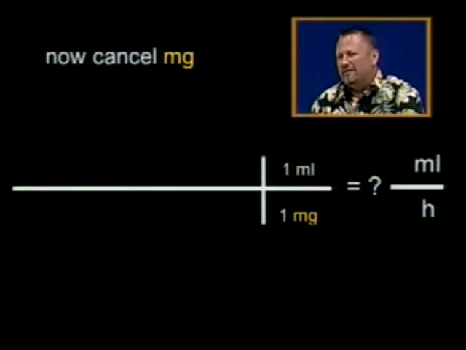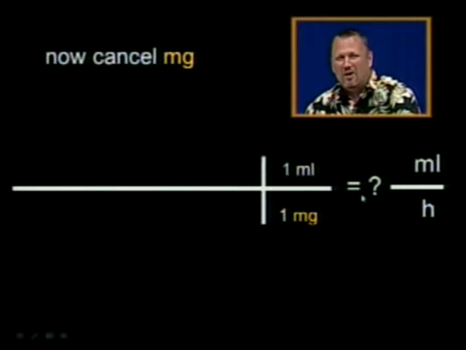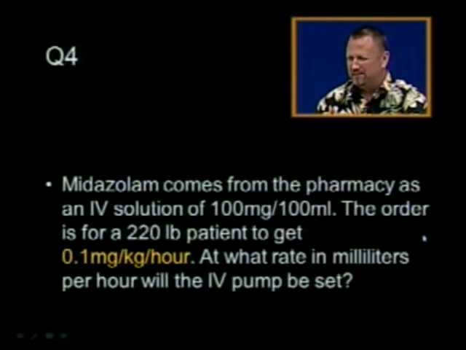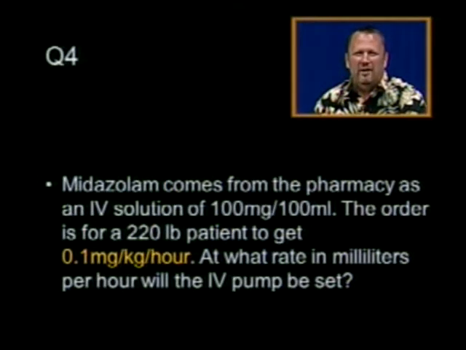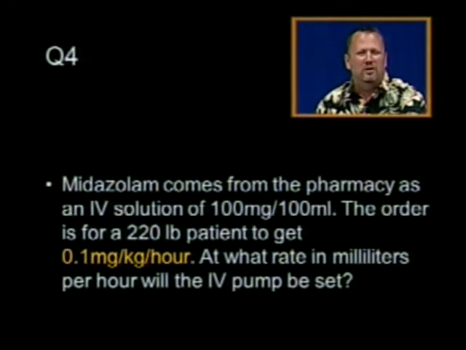So now we have milligrams in the denominator, and we need those milligrams to cancel out because we want a time component in the denominator. Hours is what we want in the denominator. And there's an hour in the denominator, 0.1 milligrams per kilogram per hour. And 0.1 milligram per kilogram times an hour is how we set up 0.1 milligram per kilogram.